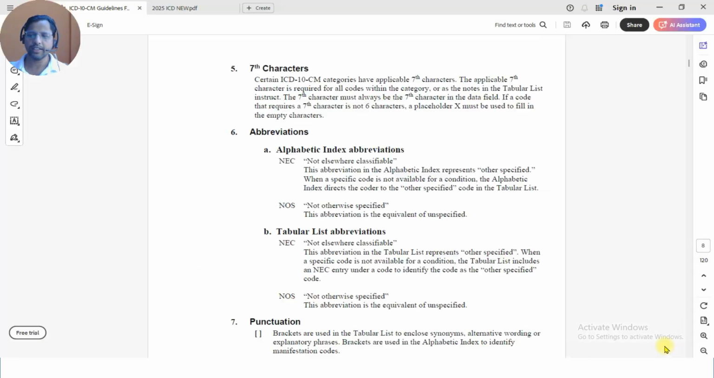Next, we have abbreviations B, the tabular list abbreviations. Mostly here it is also the same. If you see NEC, it means not elsewhere classifiable. NOS means not otherwise specified. In the documentation, if you are unable to find any specificity, you will use NOS. If you have the specificity, but that is not mentioned in the code book, you need to use NEC.